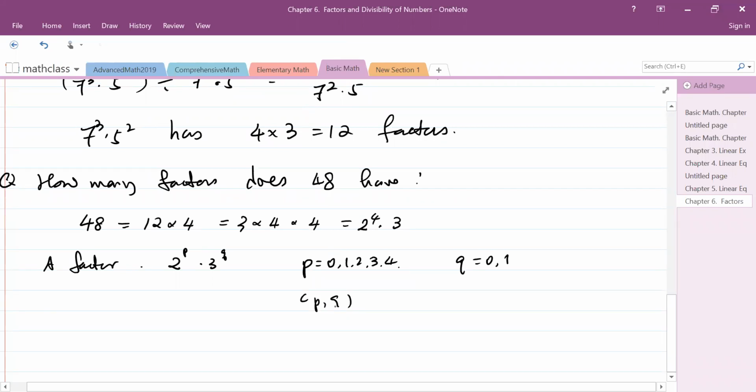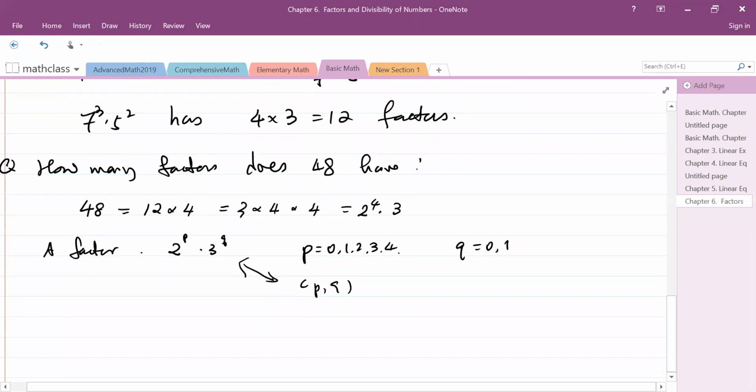How many pairs of p and q? This is a correspondence. You don't need to keep writing 2 and 3 here, just write p and q. So you have 5 times 2 factors. Okay, 48 has 5 times 2, 10 factors.